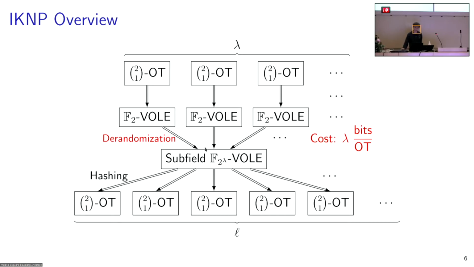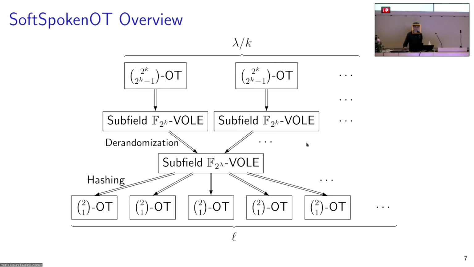There are lambda bits to de-randomize in each OT. SoftSpokenOT replaces the F2 VOLE with a new subfield VOLE. These VOLEs are based on all-but-1 OT. Because they output in a field that's k bits at a time, we only need lambda by k of them to get the desired subfield F2^lambda VOLE. Consequently, only lambda by k bits need to be de-randomized, which is what reduces the communication.